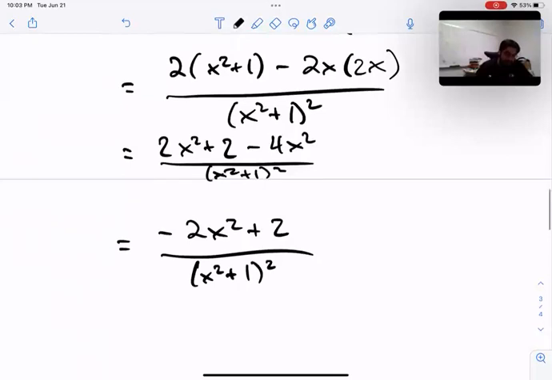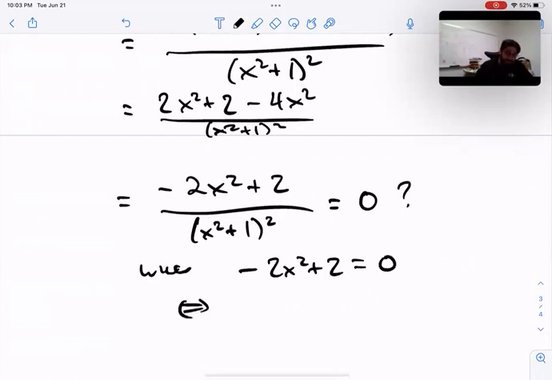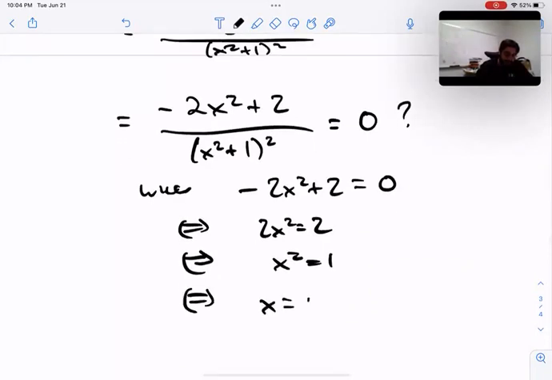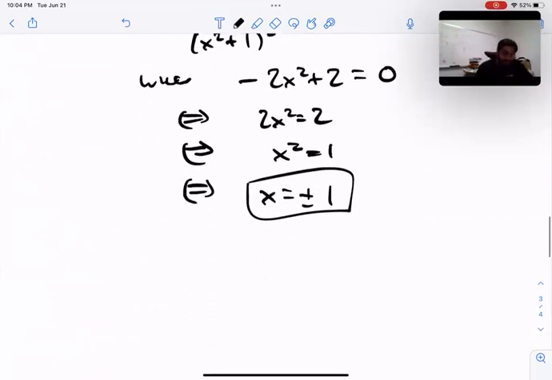And now I can ask, when is this quantity positive, negative, or 0, right? So first, let's think about when would this be 0, right? Well, this would be 0 when the numerator is 0. It's a fraction. Fractions are 0 only when their numerator is 0, which in this case would be when x equals plus or minus 1, right? So those are the two places where this quantity is 0.